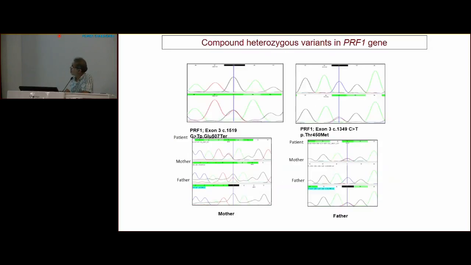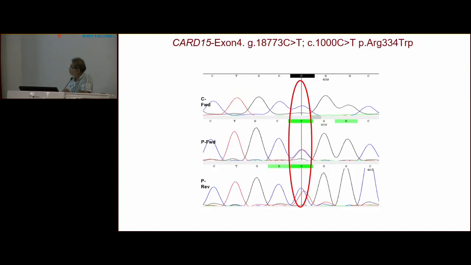So these are 2 examples. This is a child with HLH, where there are 2 variants. You can see there are heterozygous peaks, one coming from the father, one coming from the mother. So this is a compound heterozygous variant in the perforin gene. This is a child with Blau syndrome, an autosomal dominant disease, and again you see heterozygous peaks.